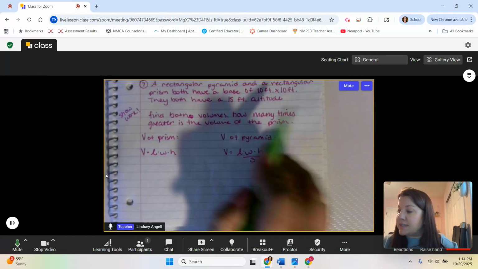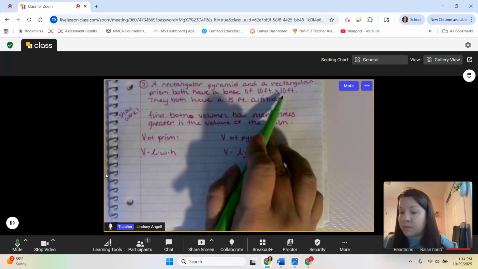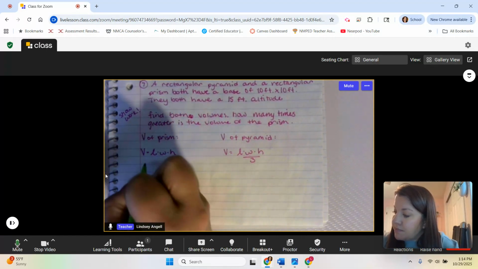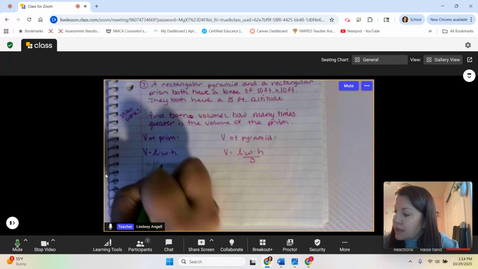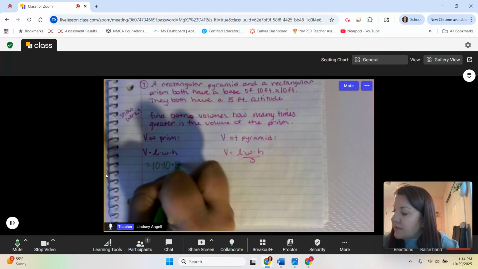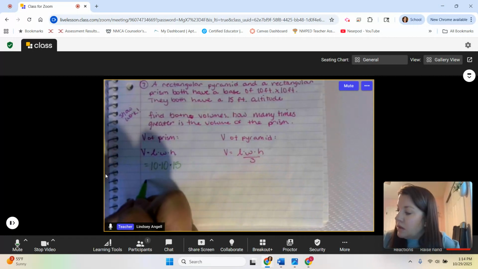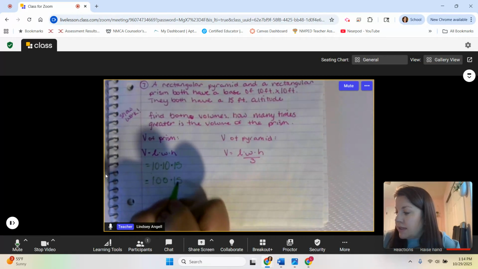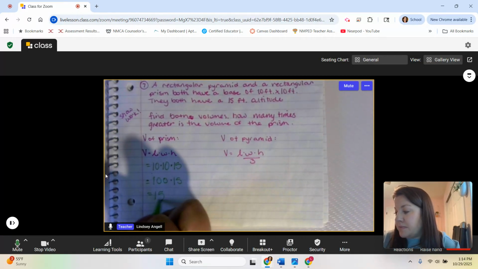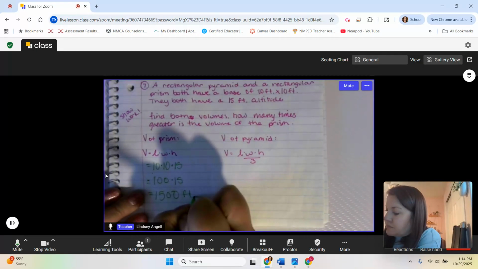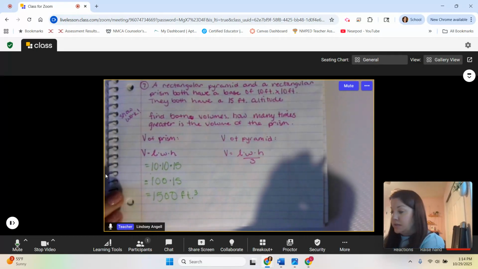So with this one, let's see. Length times width is 10 by 10. So this is the volume of the prism. I'm going to do length 10, width 10, and the height is 15. And then, let's see, 10 times 10 is 100, times 15, that gives me 1,500, and these were feet. Okay, so there's that one.